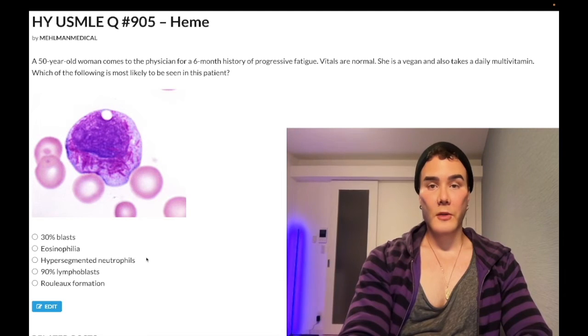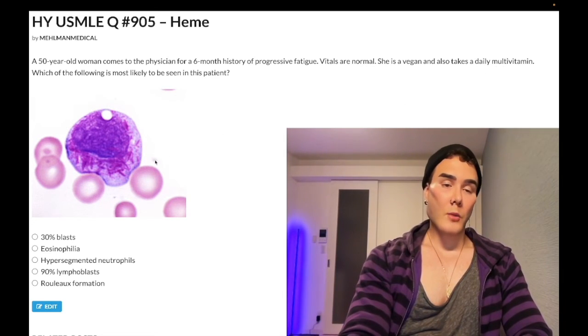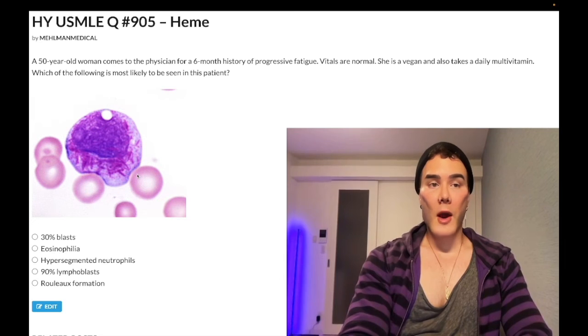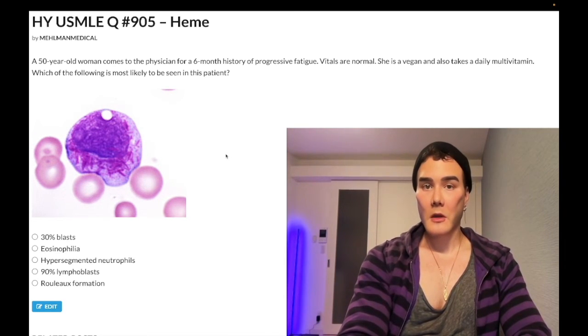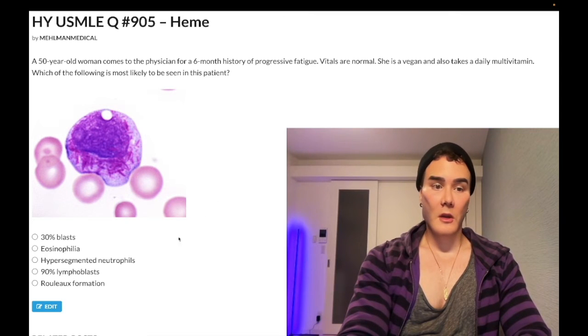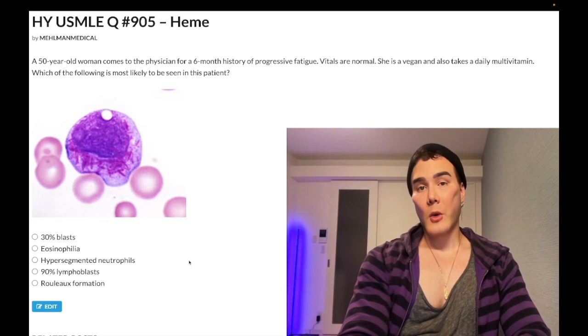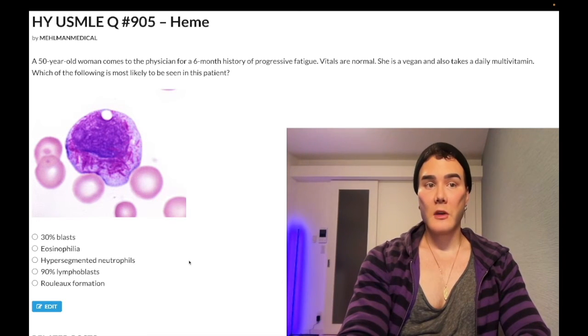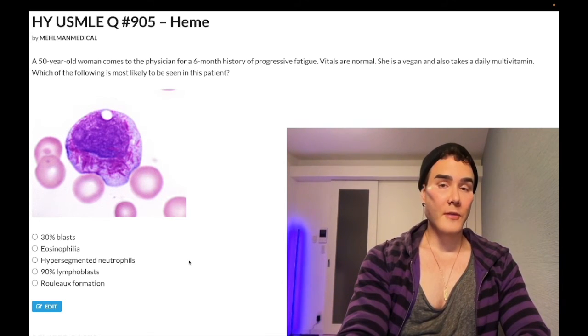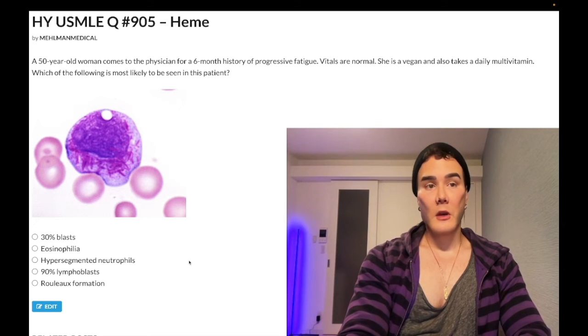Choice C, hypersegmented neutrophils. Wrong answer. So they threw in the fact that she's a vegan. Well, she takes a multivitamin, presumably it has B12 in it. And then we got this image here clearly of the Auer rods of AML. So some students think I'm playing gotcha. I'm not. This is easy. USMLE occasionally does stuff like this. So hypersegmented neutrophils you're going to see with B9 folate as well as B12 deficiencies. And you get megaloblastic anemia, where the MCV is greater than 100, not the normal 80 to 100.